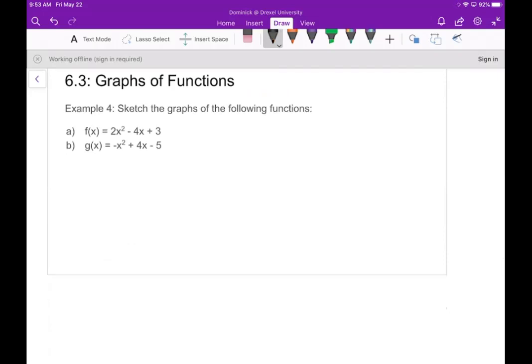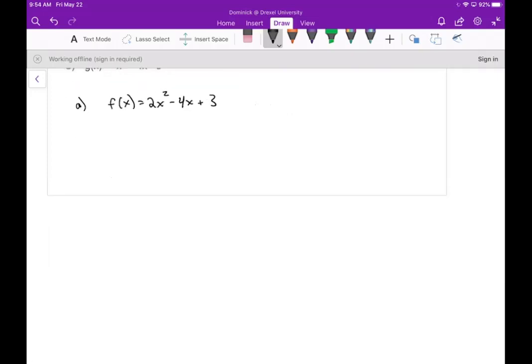So for part A, we want to graph f of x is 2x squared minus 4x plus 3. Okay, so if we have a table of values here, I can do something like, let's just do our usual negative 2, negative 1, 0, 1, and 2.